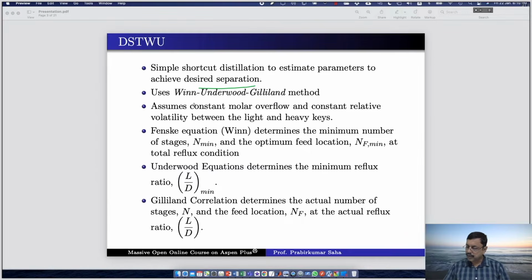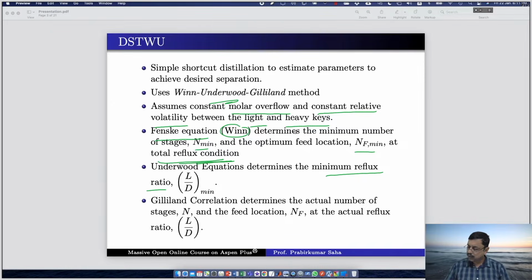It uses the Winn-Underwood-Gilliland method. It takes 2 assumptions: one is constant molar overflow, another is constant relative volatility between the light and heavy keys. Winn, that is the Fenske equation, determines the minimum number of stages and the optimum feed location at total reflux condition. Whereas the Underwood equations determine the minimum reflux ratio, and the Gilliland correlation determines the actual number of stages and the feed location at actual reflux ratio. So we shall learn the DSTW block and its efficacy with the following example.